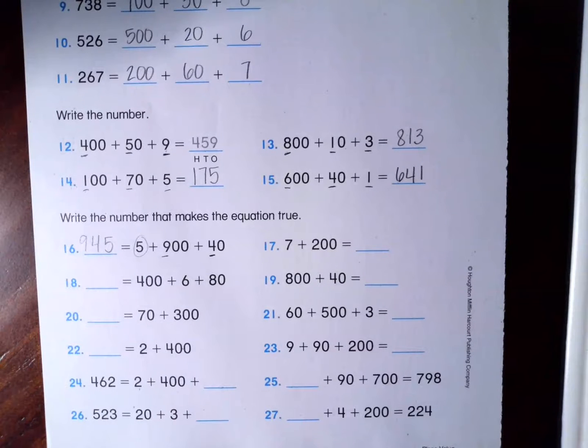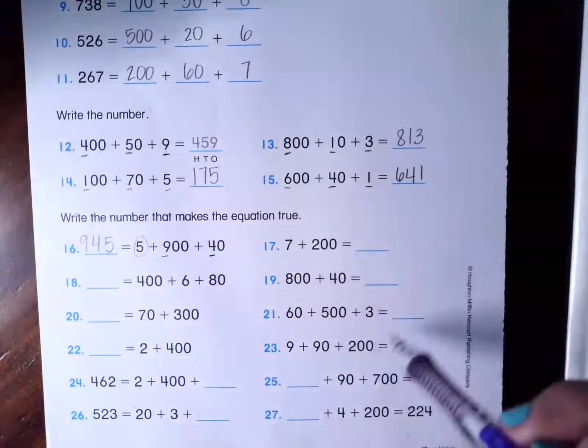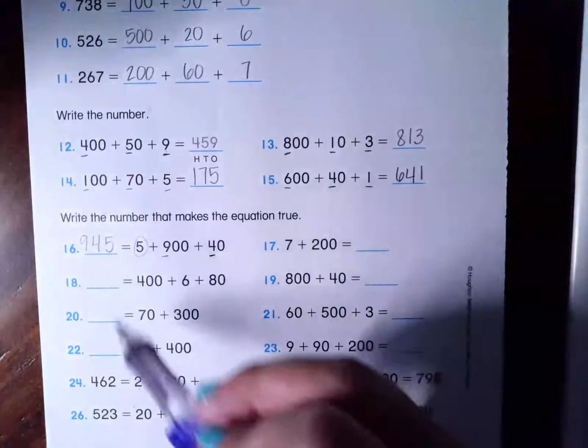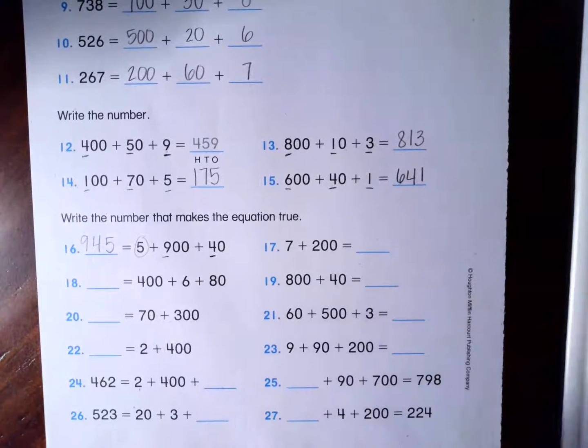Now remember, when you have expanded form and you're writing it to standard form, all those zeros go away and they kind of get squished together. But they're trying to trick you here, okay? So be careful, especially on ones like number 17 or number 20 that only have 2 numbers. Each of these numbers is going to have 3 digits, so be careful.